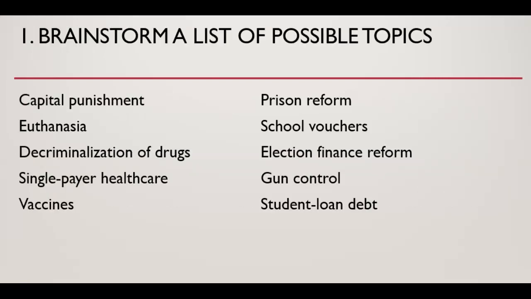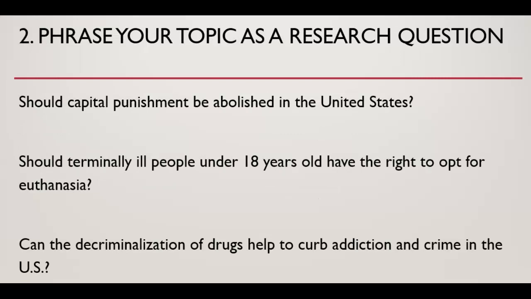So let's assume you have lists of some topics that refer to the prompt. I've given you a few here: capital punishment, euthanasia, decriminalization of drugs, etc. What you'd want to do is begin to come up with questions based on the topics you've devised. For instance, should capital punishment be abolished in the United States? Or should terminally ill people under the age of 18 have the right to opt for euthanasia? Or can the decriminalization of drugs help to curb addiction and crime in the US?